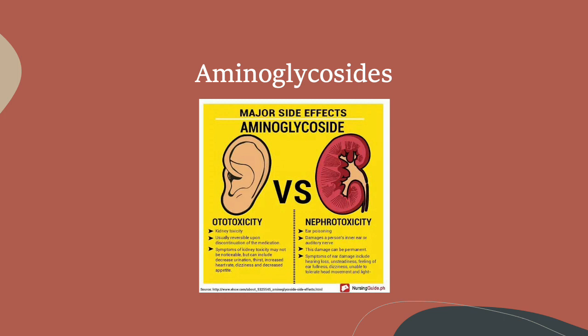We do need to perform trough levels, typically 8 to 12 hours after that dose. Therapeutic goal for our trough is less than 1 microgram per milliliter. If it's greater than 2 micrograms, there is a very high risk of nephro and ototoxicity. We may need to renally dose these patients, meaning they're going to get a lower dose.